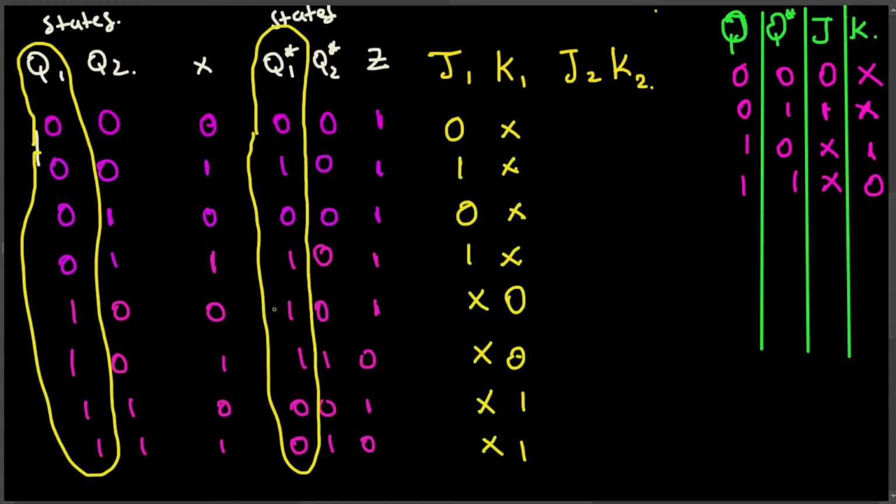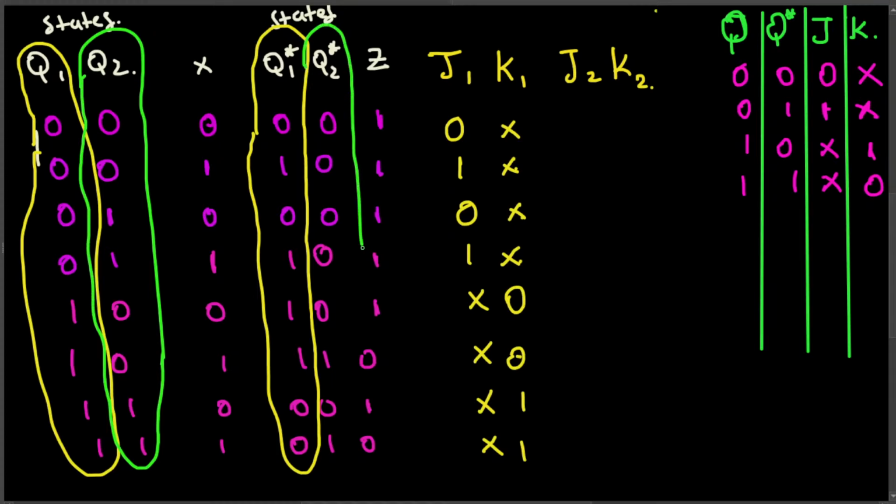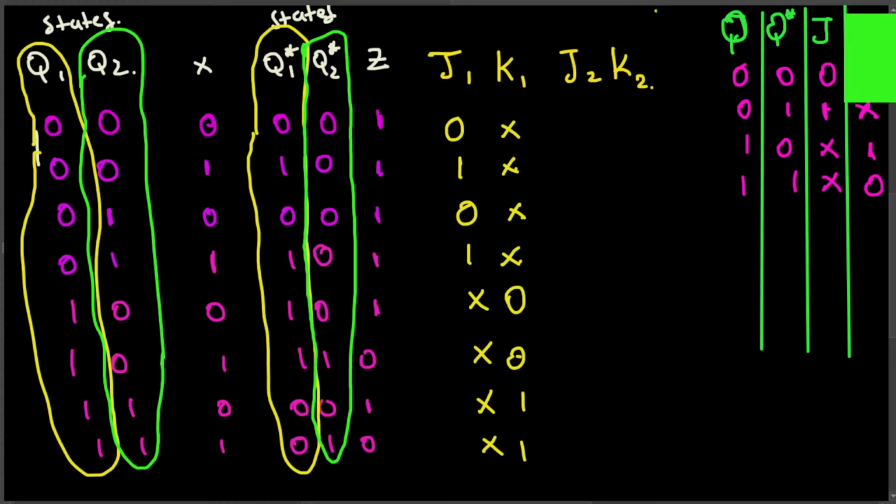Now let's look at the next one. Now let me circle with a different color. Now we are looking at these two, Q2 and Q2 next state. Okay, here we go, Q2 and Q2 next state. Let's look at the first value. We have 0 0. Let me use the same color here.